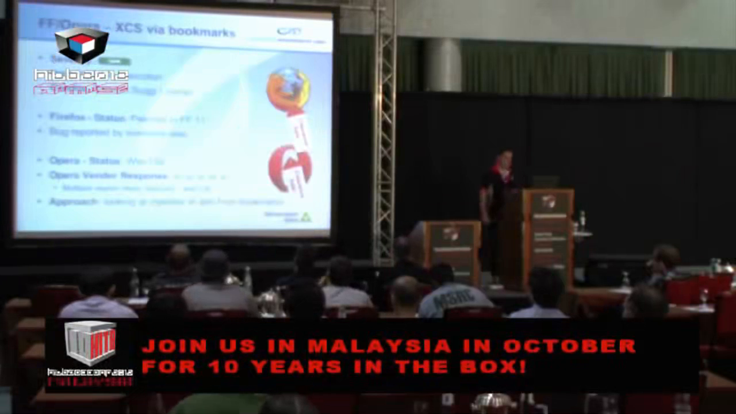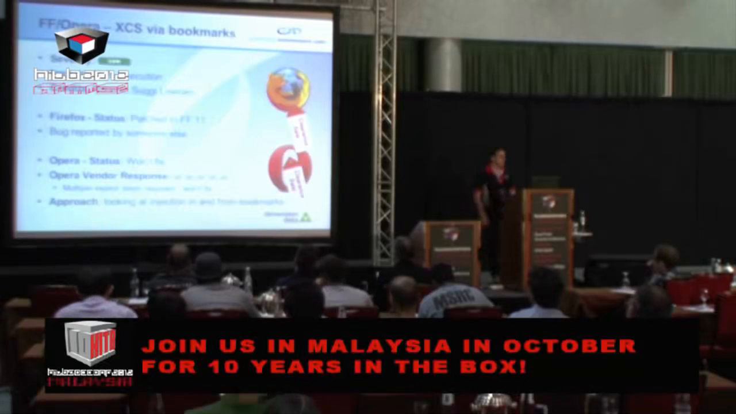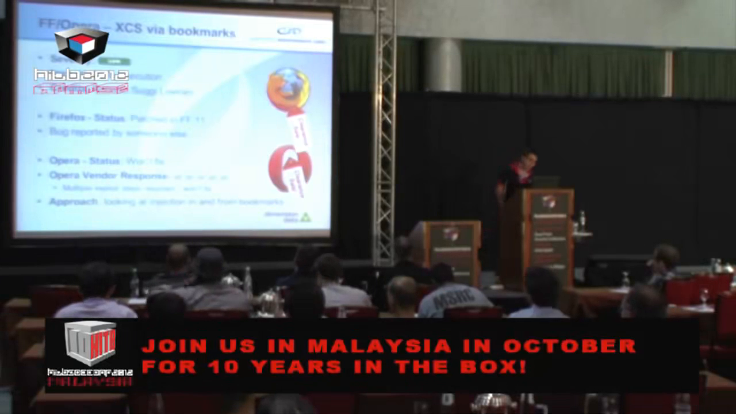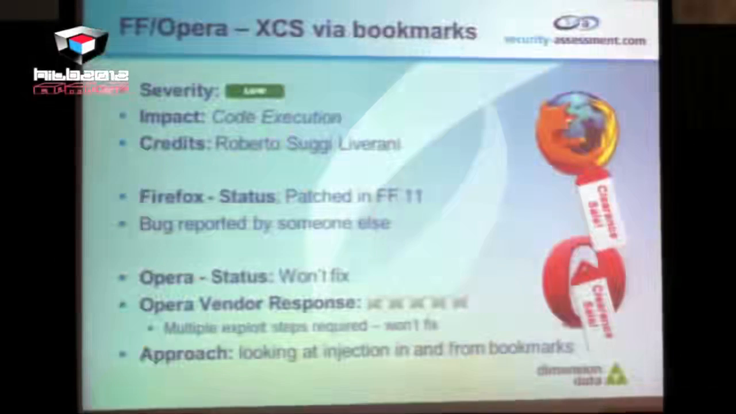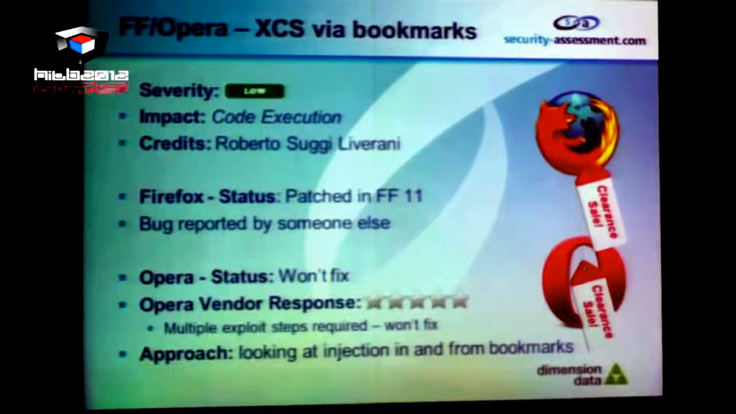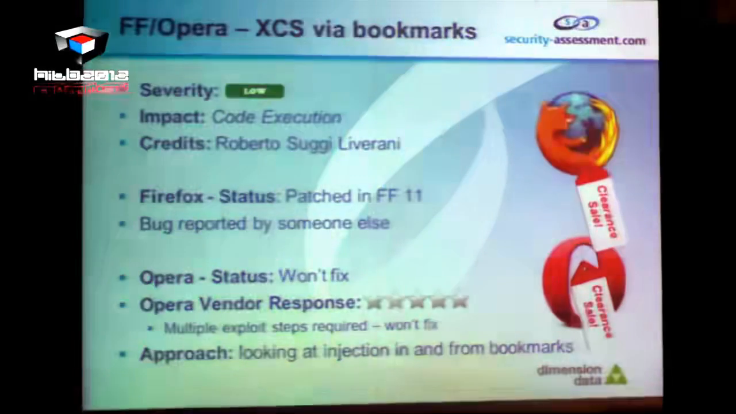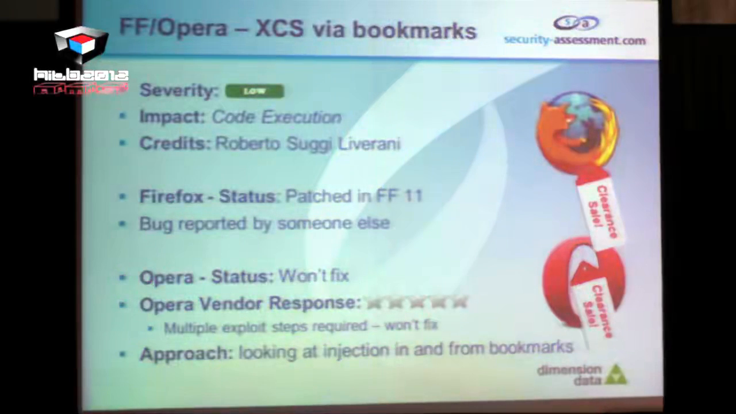All right, last section of the presentation. It's really minor bugs, but still proving the point that cross-context scripting can occur via bookmarks. And I'm going to show you in both Firefox and Opera. In the Firefox one, this bug has been reported by someone else. I tried to find by who, but I couldn't find any reference. But the behavior I'm going to show you now doesn't work anymore from Firefox 11, while in Opera, this is possible in the latest version.